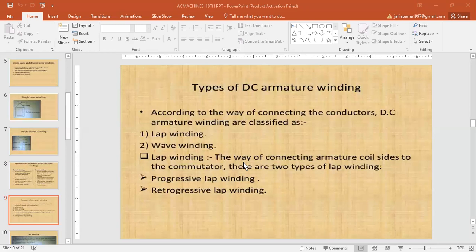Next, the advantages of wave winding. For a given number of poles and armature conductors, wave winding gives more EMF than lap winding. Conversely, for the same EMF, lap winding would require a larger number of conductors, which results in higher winding cost and less efficient utilization of space in the armature slot. Hence, wave winding is suitable for small generators, especially those meant for 500 to 600 volt circuits.